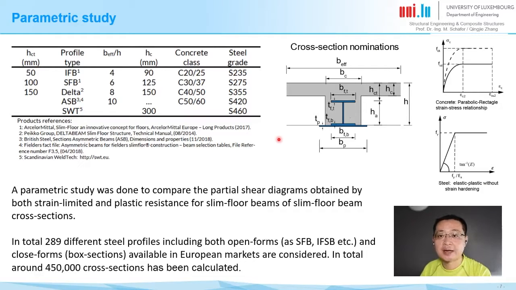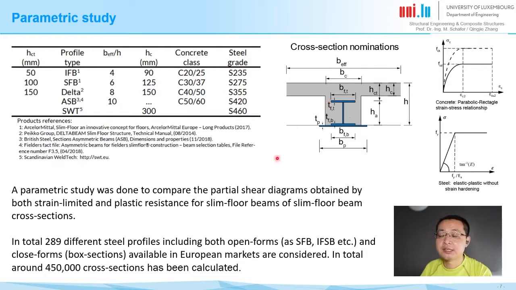To answer that, we have done quite extensive parametric studies as shown here. We consider different types of steel profiles which you can find in the European market, and we also consider different parameters for the concrete slabs as shown here, and also different concrete classes and steel grades, from C20/25 to C50/60, and for steel from S235 to S460. In the end, we get around 450,000 cross sections being calculated.